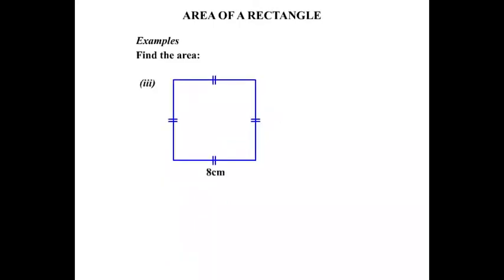Our third and final example here, what do we have? Looks like we have a square, isn't it? It's still a type of rectangle. Okay, a square is a rectangle where all the sides are the same. So area equals length times breadth.